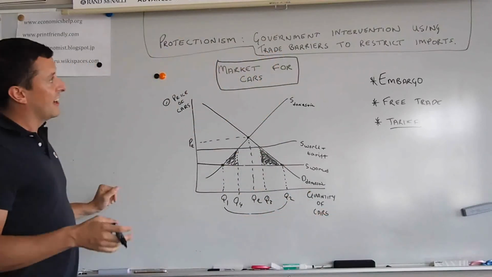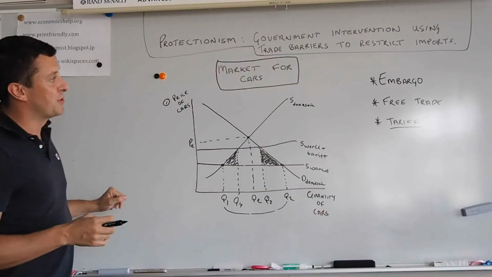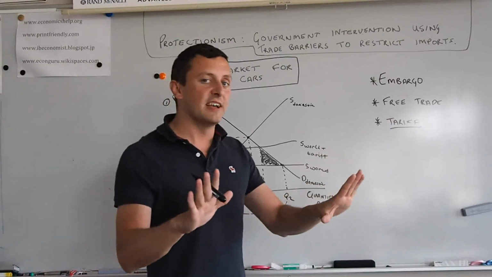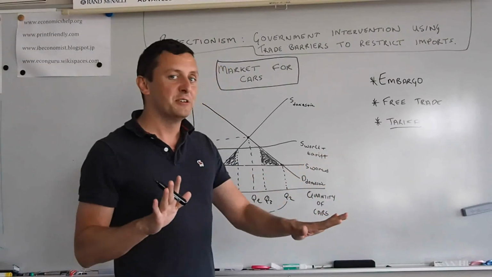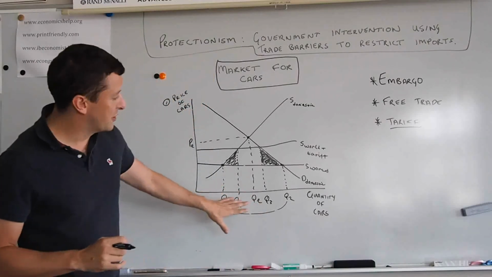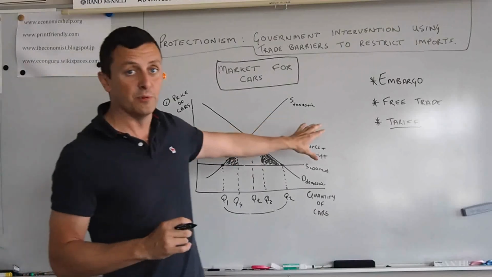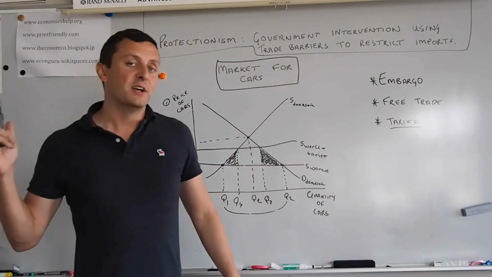Okay, so that was a quick explanation of protectionism, free trade, embargoes, and tariffs. Hopefully the diagram is okay. If you just remember where all the Q's go and where the supply world tariff goes, and remember all of the labels, then you should be good to go.